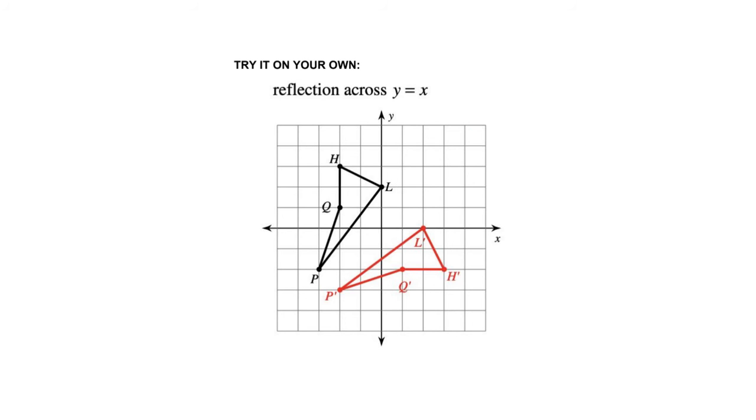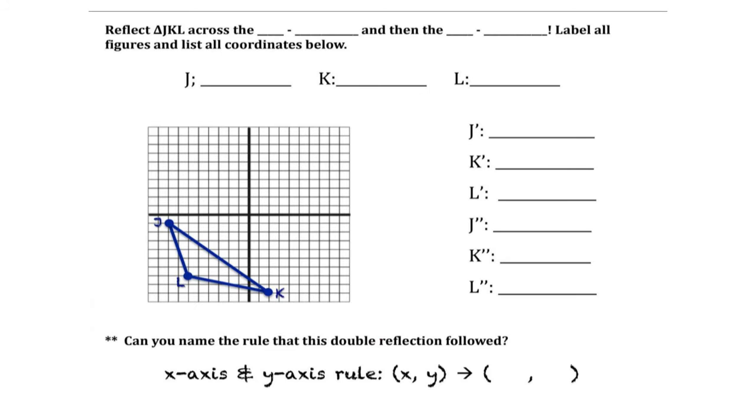So this is our solution. If you reflected over this line right here, you can't really just count how far away it is because some of them aren't easy to count, so you do have to use the rule. L was at (0, 2), so L prime is (2, 0). We just flip our x and y's, and so on and so forth.